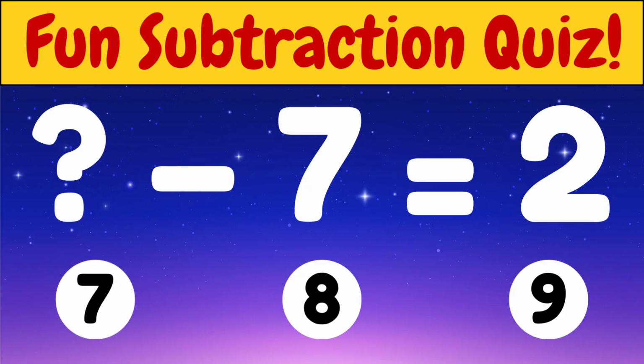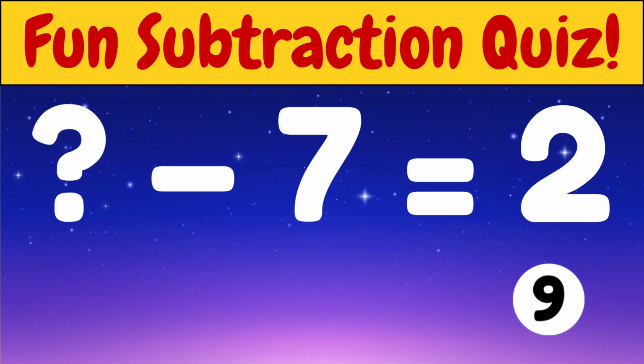Blank minus 7 equals 2. Let's find the right answer. The correct answer is 9.